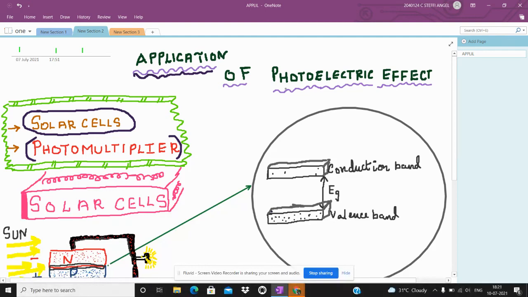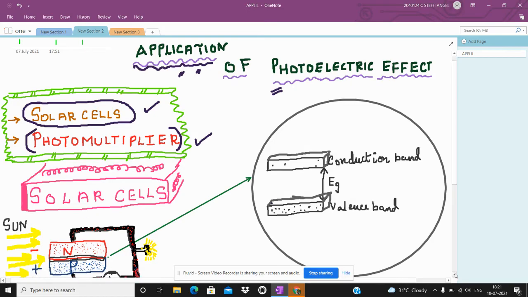In last class, we saw what the photoelectric effect is, and today we will see the applications of the photoelectric effect. So we will talk about two applications. One is in solar cells, and the other one is in photomultiplier tubes. Okay, so let's see solar cells.